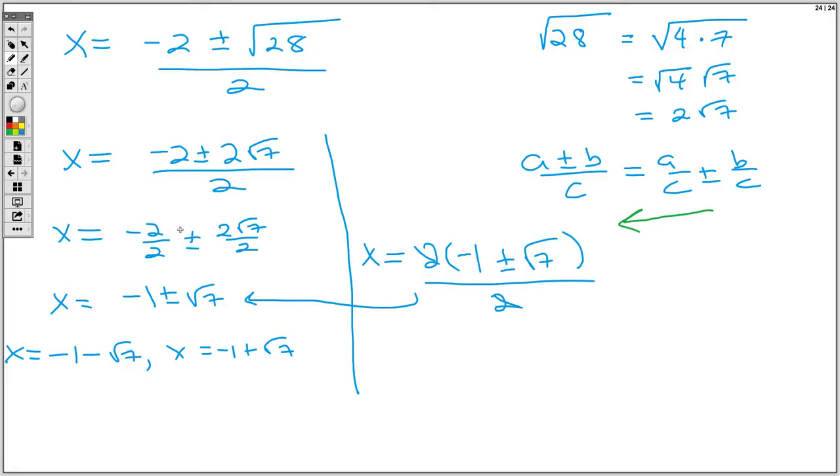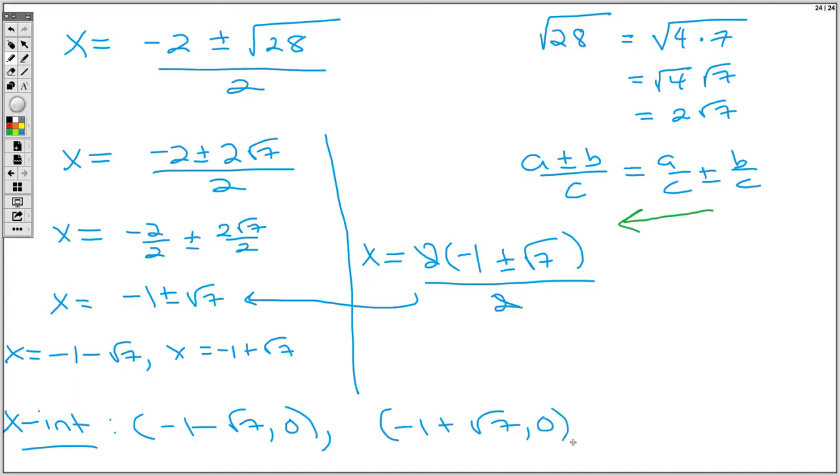Now at this point, the square root of 7 is what we call an irrational number. The decimal representation of that neither terminates nor repeats. So we're going to leave it as the square root of 7. We're just stuck with it. So my x-intercepts would be negative 1 minus root 7, comma 0, and negative 1 plus root 7, comma 0.